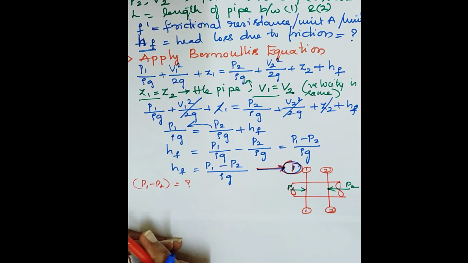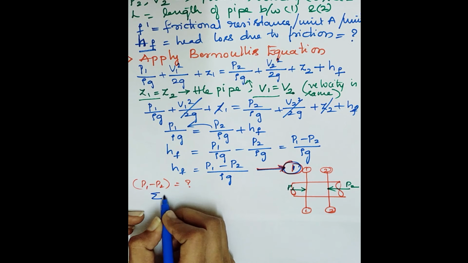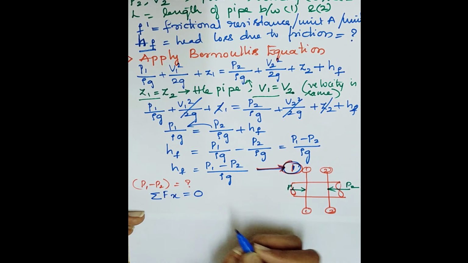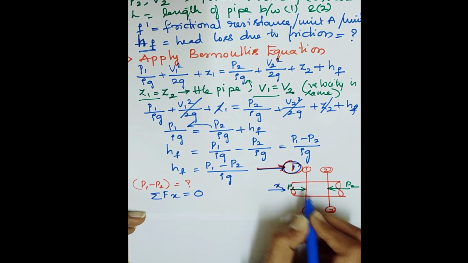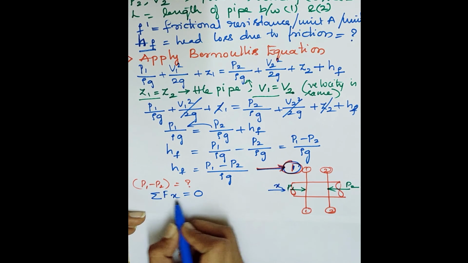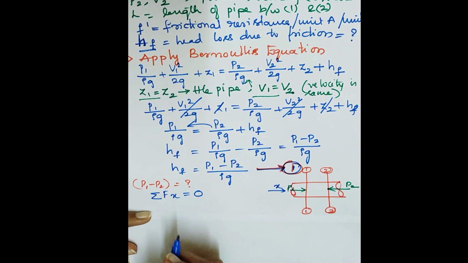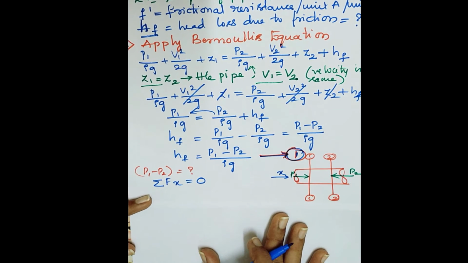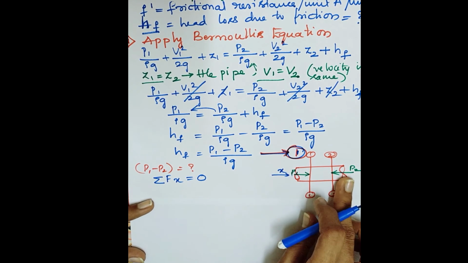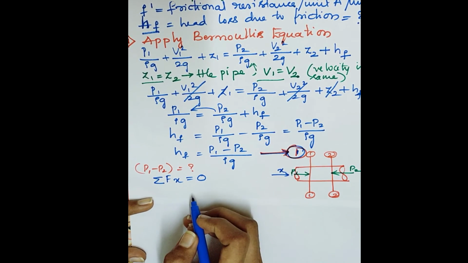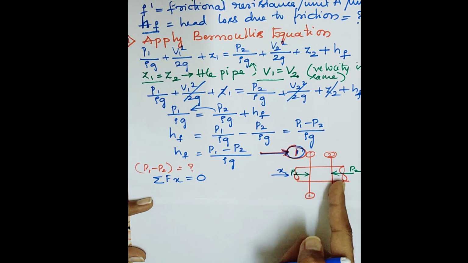So to calculate this P1 minus P2, what we have to do? We have to consider the equilibrium of forces in the direction of flow. We will consider the direction of flow as x. This is the direction of flow. So what are the forces which act? Whatever the two sections we have considered, at those two sections P1, P2 will act. Those are the two pressure forces which will act at section 1 and section 2.